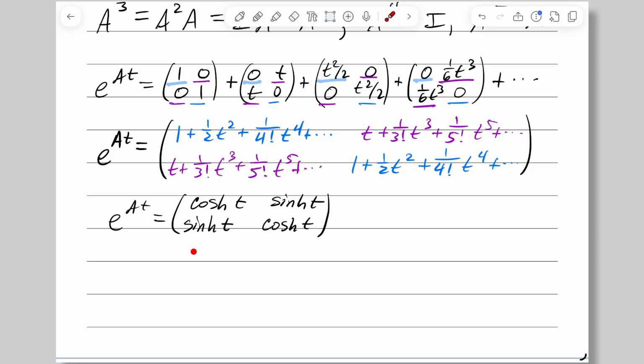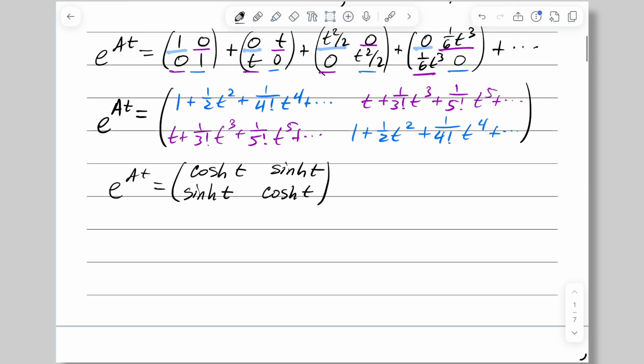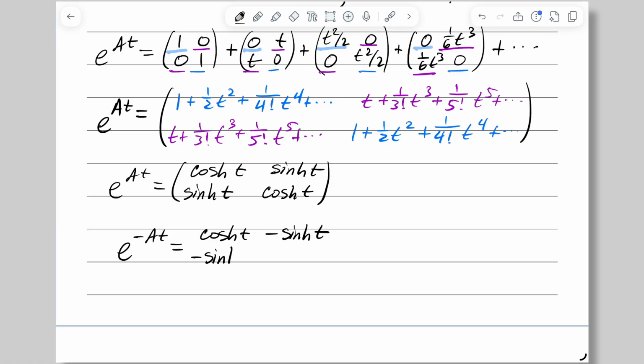They don't always turn out nicely like this. And if you need to look up one of these forms, as far as I'm concerned, just look it up. But we were asked for e to the At and e to the negative At. e to the negative At just asks us to change the sign on t. The hyperbolic cosine had a bunch of even degree terms, so it has no change at all, but the hyperbolic sine had a bunch of odd degree terms. So e to the negative At is hyperbolic cosine of t, negative hyperbolic sine of t, negative hyperbolic sine of t, and hyperbolic cosine of t. That's it for that exercise.